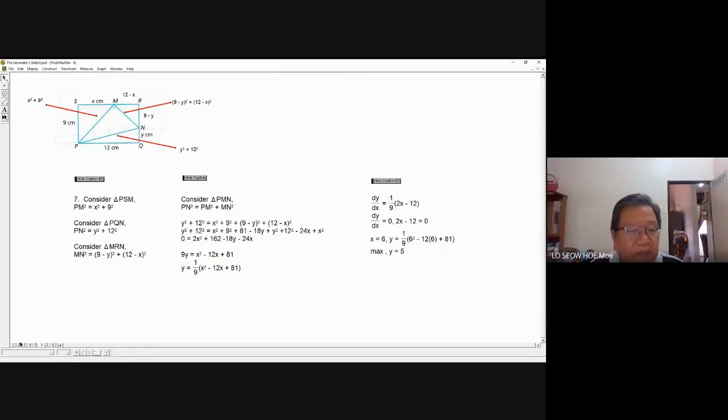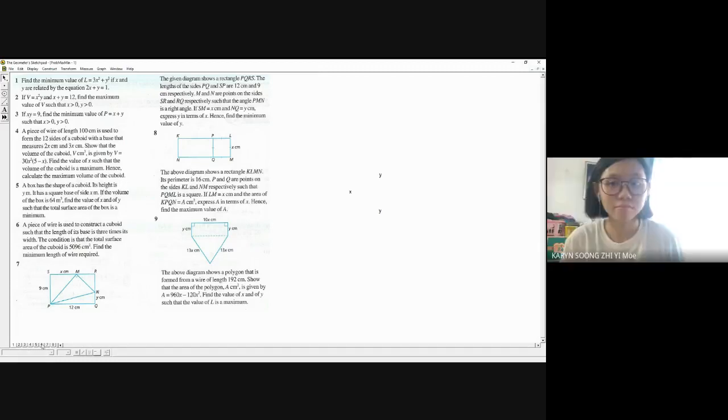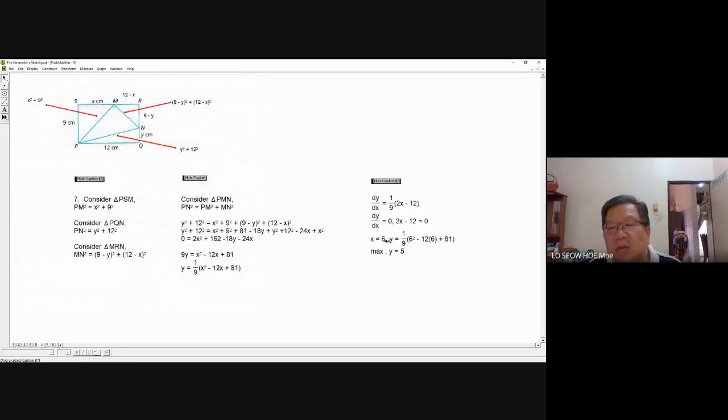No, the question, you have found out x. When you look at the question, what do you want? Find the minimum value of y. So we have to find y. You have to find y. Okay, so you substitute the x back into the equation and you find the value of y.